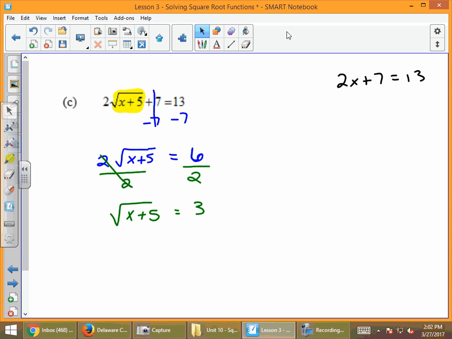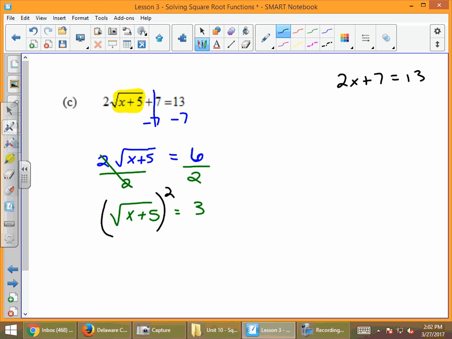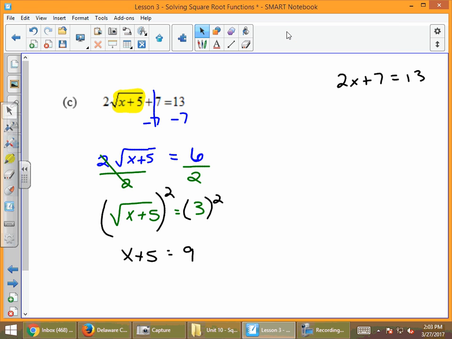So now, we got the radical isolated. How are we going to get rid of it? Square both sides. That gets rid of the radical, and we're just left with what's underneath. And 3 squared is what? Well, the x by itself, what do we have to do with that 5? Subtract. So x is equal to what?